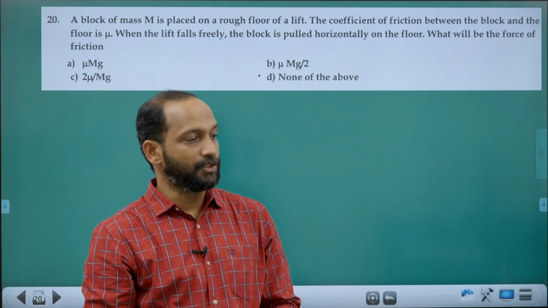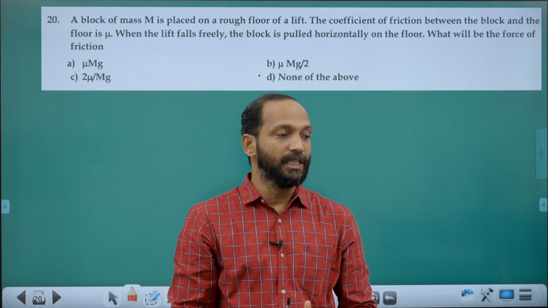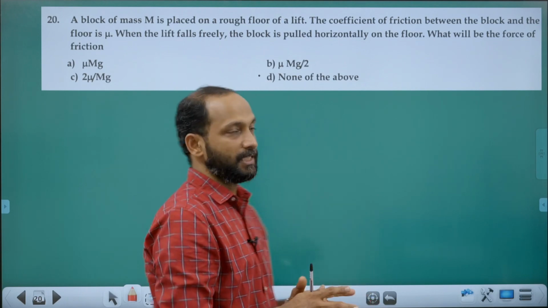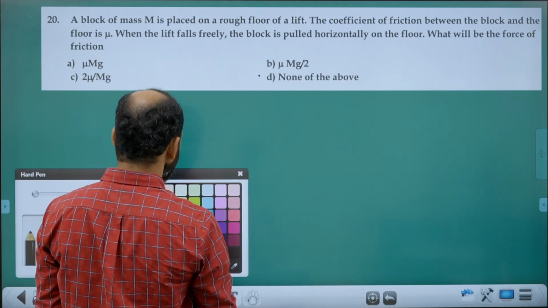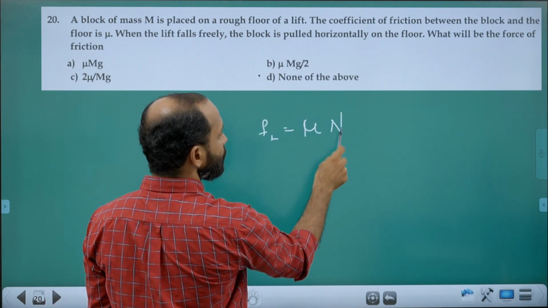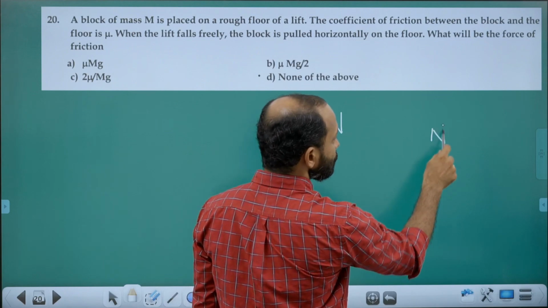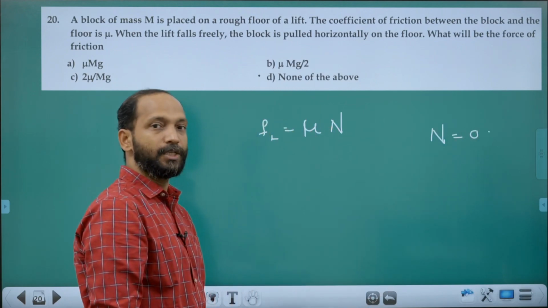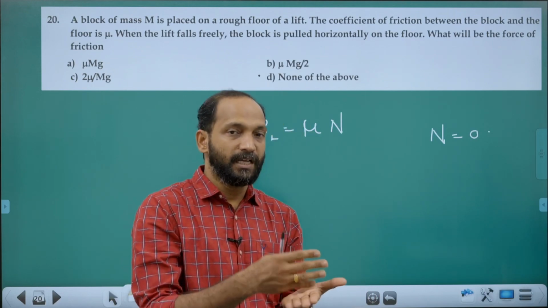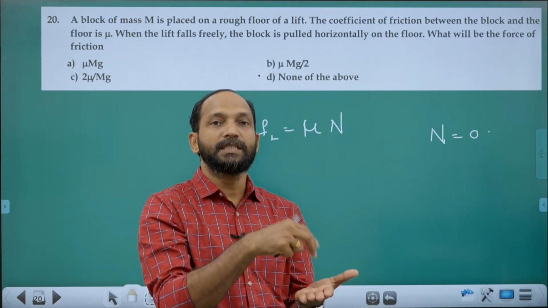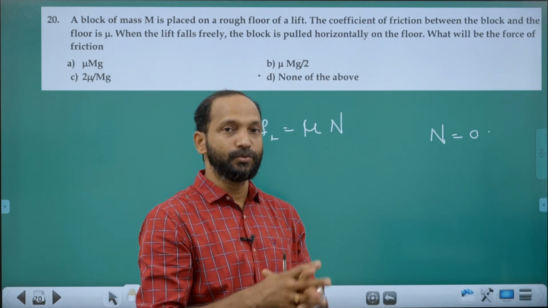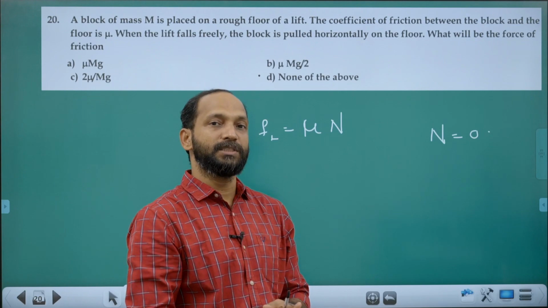The coefficient of friction is mu. When the lift is falling freely, what will be the force of friction? When the lift is falling freely, we know the limiting friction is equal to mu times the normal contact force. The normal contact force will be 0 because during falling, the acceleration of the floor of the lift and the acceleration of the block are both the same.